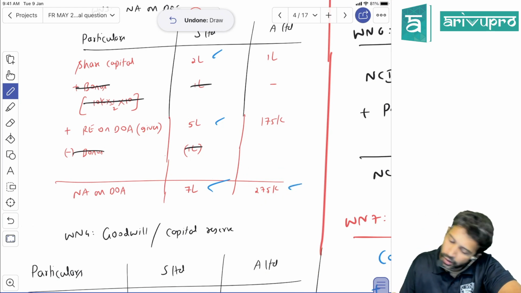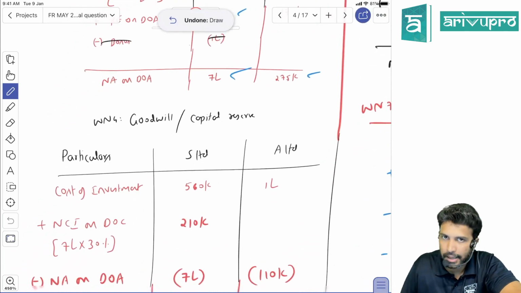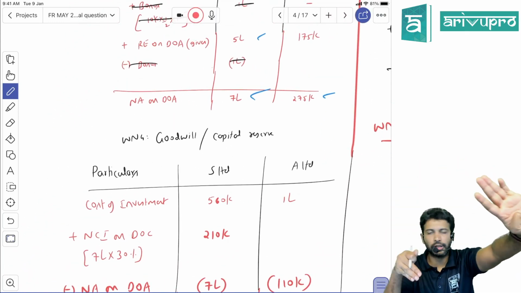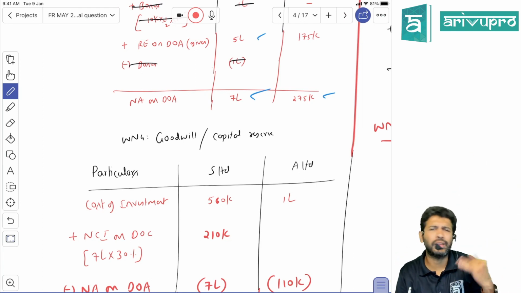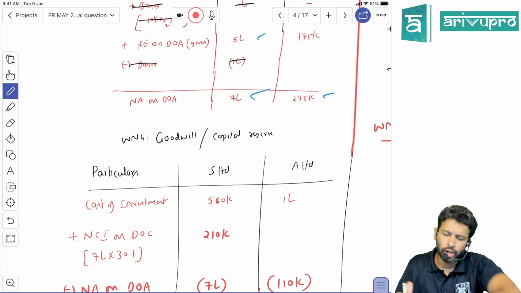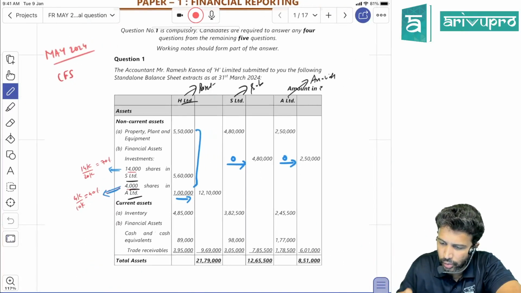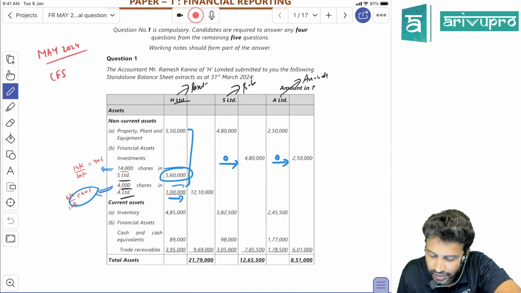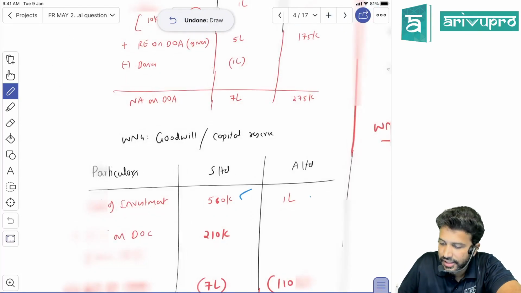Yes, sir. Then after this working note is done, we can calculate goodwill, capital reserve or bargain purchase gain. How do you calculate that? First take PC. First we'll do it for subsidiary. You need PC, then add NCI, then deduct fair value of net assets on the date of control. PC is given in the question here only. Investment we have. What is the investment value of parent? To buy subsidiary's shares, parent paid 560. Associate they paid 1 lakh. So here it is 560. Here it is 1 lakh.